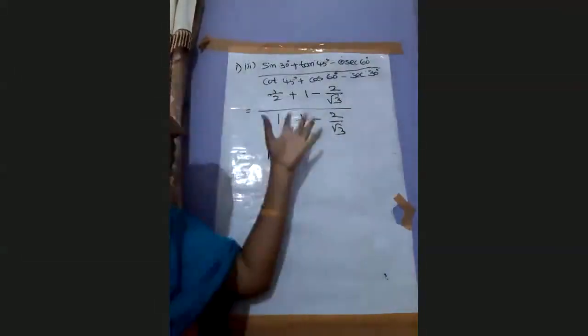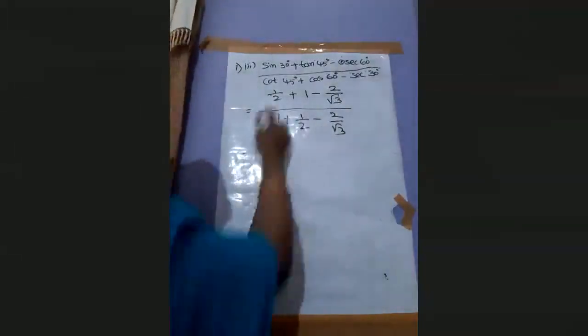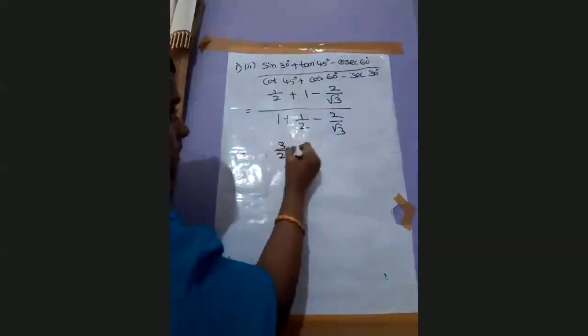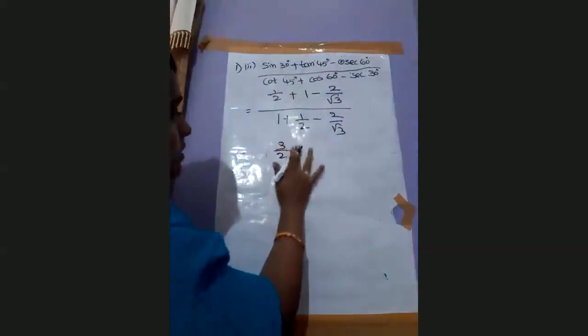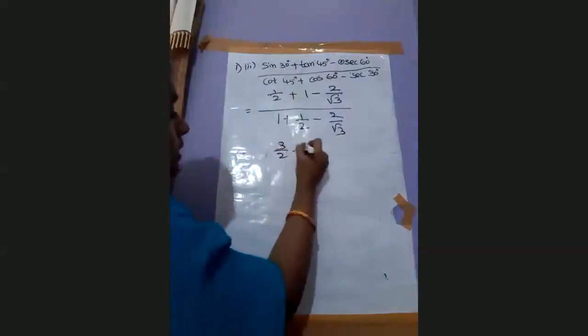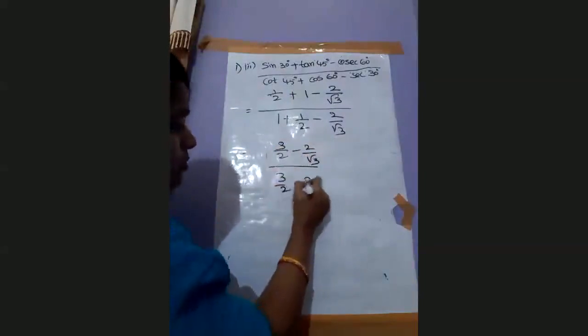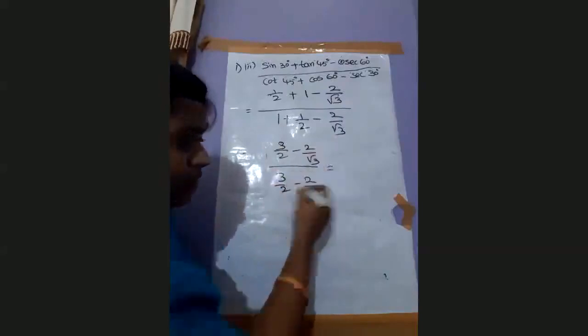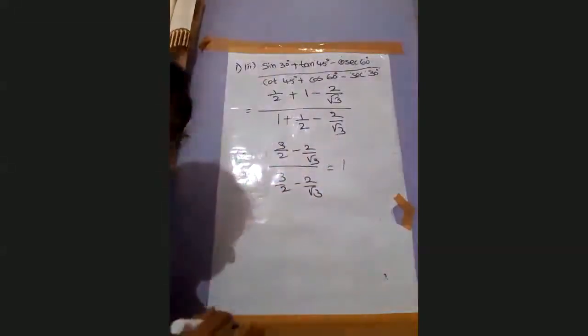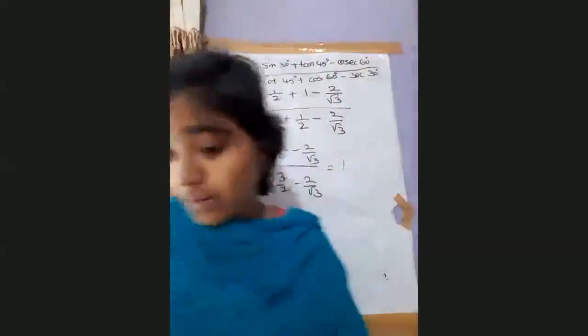You can say it even without simplification, or if you simplify, 3 by 2 minus 2 by 3, divided by 3 by 2 minus 2 by 3. So both are equal. So we get the value. Like this we can find. Those are very easy.